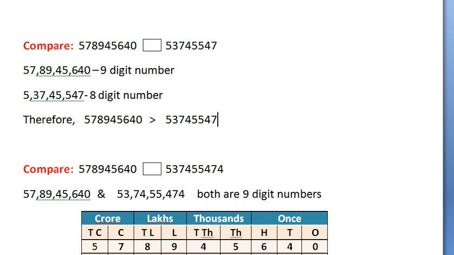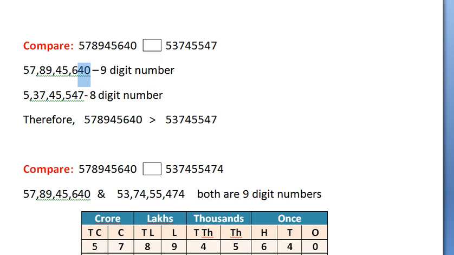Our first problem is to compare these two numbers. While comparing the numbers, first of all, we will separate the periods by giving the commas. So I have written this first number, 578945640, by separating it with commas. You can see that I have placed a comma first after 3 digits, then after every 2 digits, and I find that this is a 9 digit number.